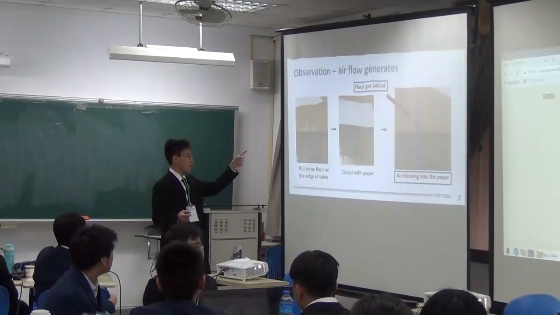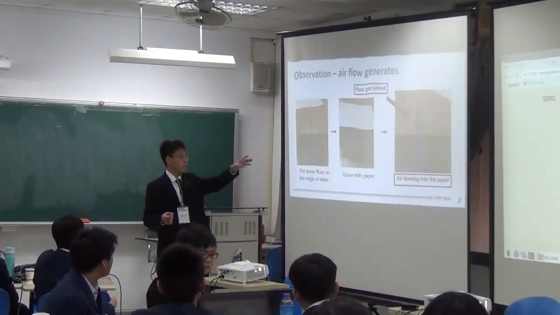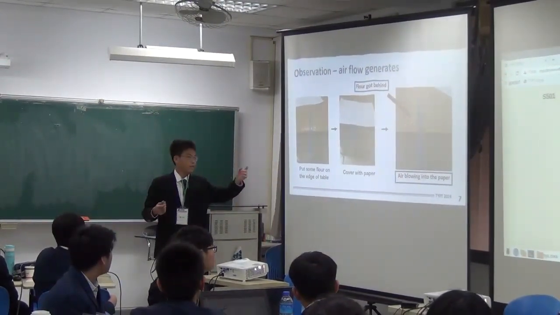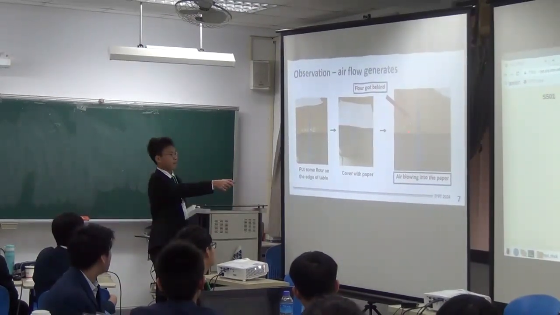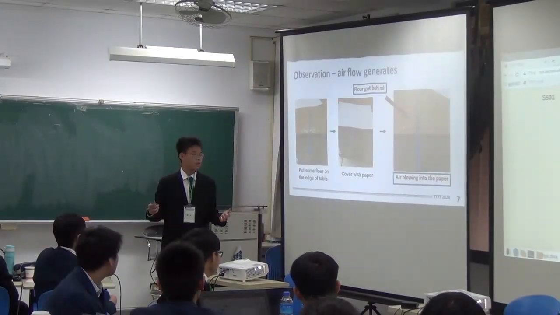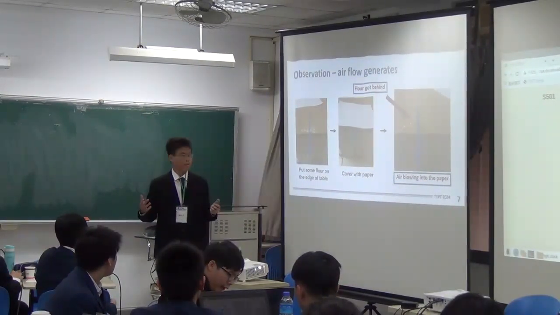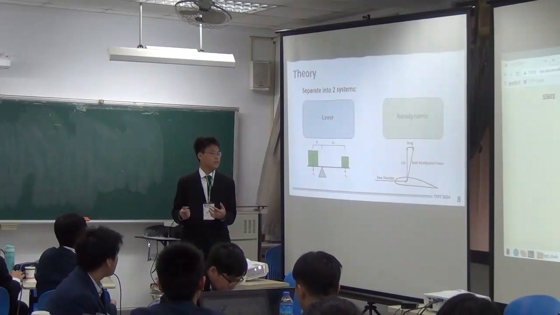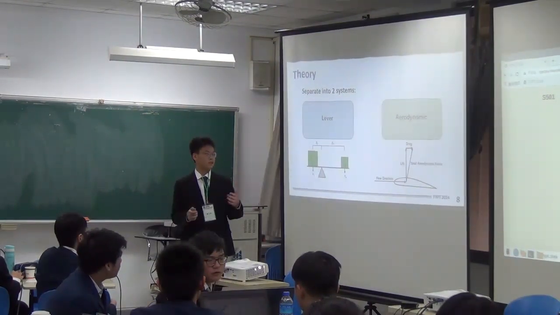I put some flour on the edge of the table, cover it with a piece of paper, and repeat the throw. The flour got behind the table, right here. That means there's some airflow going under the paper, so that's what I'm going to talk about. In my theory, I'm going to separate this into a lever part and an aerodynamic part.